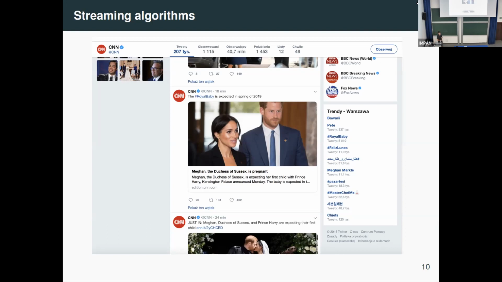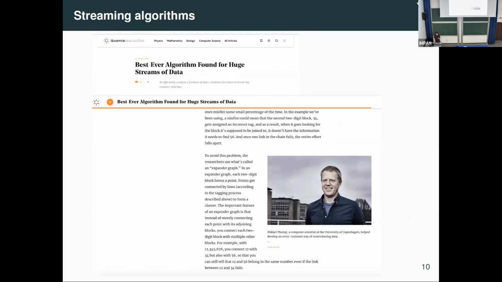Twitter has to do this in real time, and you can imagine that this stream of data is enormous. Every second there are millions, if not more, words that pass through this algorithm. So one application of expanders is that the fastest, or optimal, algorithms for doing this, these streaming algorithms, are actually designed using expanders. This is an article about it from Quanta magazine. The idea, roughly speaking, is that you chop up the words that appear into smaller pieces and then use expanders to reconnect them.